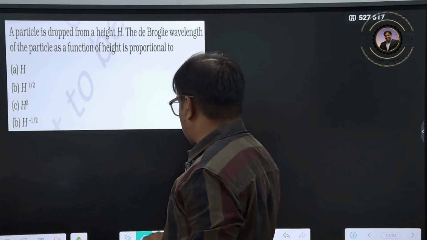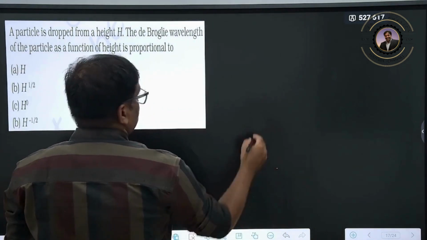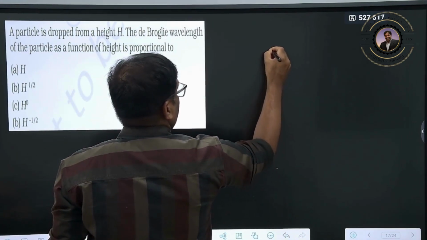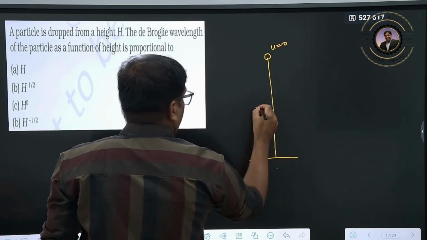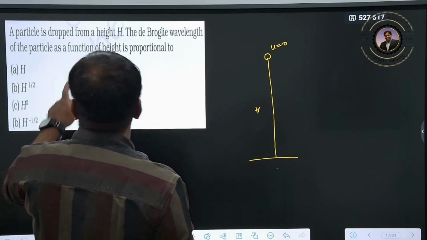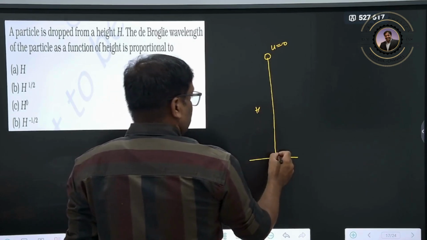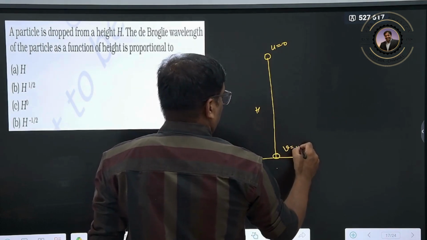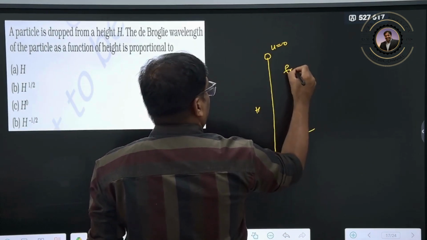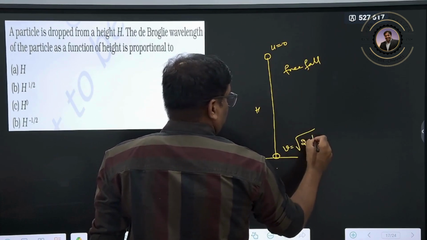It is a very simple question. If it is not visible, I will tell you. A particle is dropped from a certain height. Dropped means initial velocity is 0. The de Broglie wavelength of the particle is a function of the height. When it comes to a certain point here or down, what will be the velocity? It is a free fall. Free fall means when you are reaching the ground, the velocity is square root of 2gh.